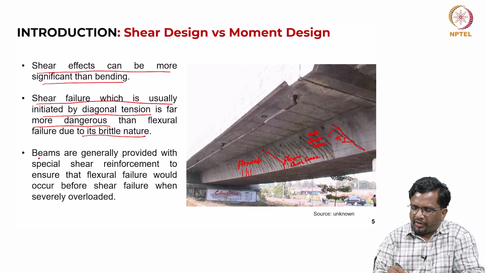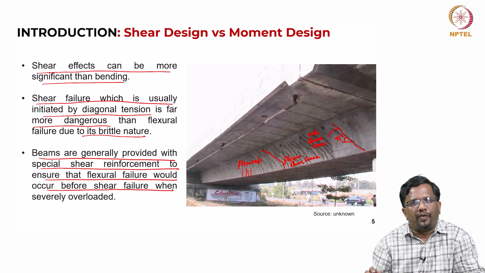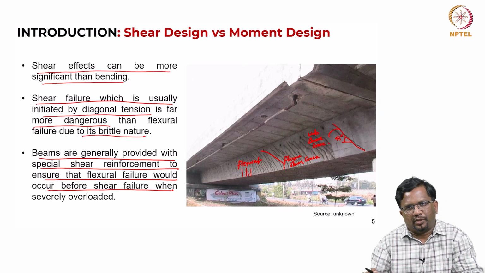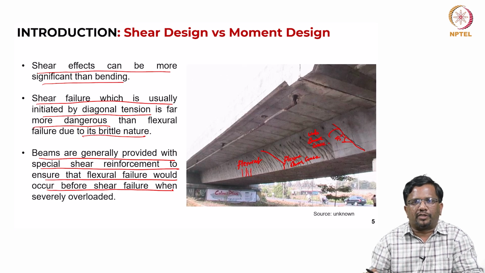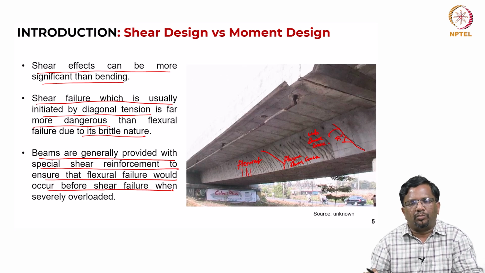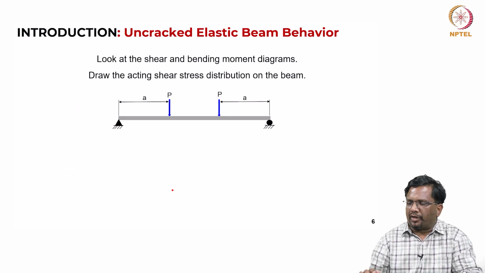Now, beams are generally provided with special shear reinforcement to ensure that flexural failure would occur before the shear failure when they are severely overloaded. Typically, we make sure that it is failing in flexure by making sure that always the flexural failure will govern the design, not the shear failure. Okay, so let us look at it.